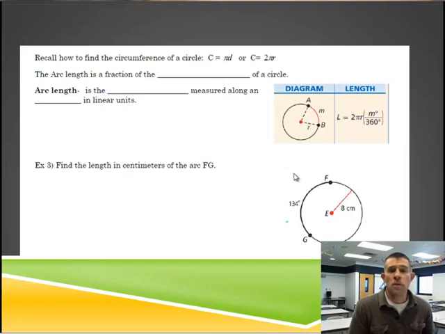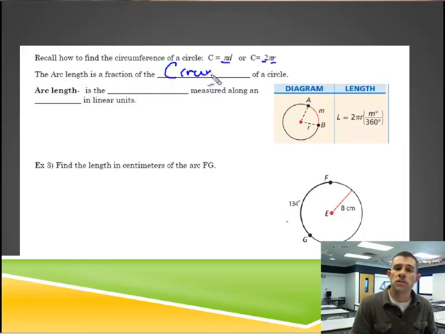In our next example, we're going to take a look at finding the arc length. Now, remember that the circumference of a circle is found by taking pi and multiplying it by the diameter, or simply taking 2, multiplying it by the radius, and then multiplying it by pi. Well, arc length is a fraction of the circumference of a circle. Just like a sector was a fraction of the area of a circle, arc length is a fraction of the circumference of the circle.